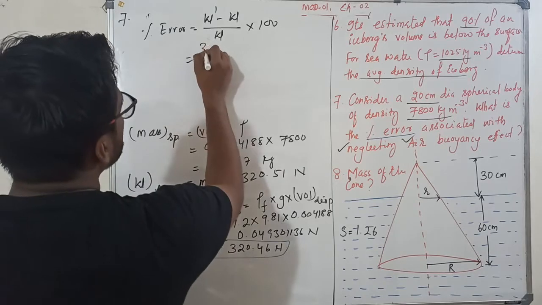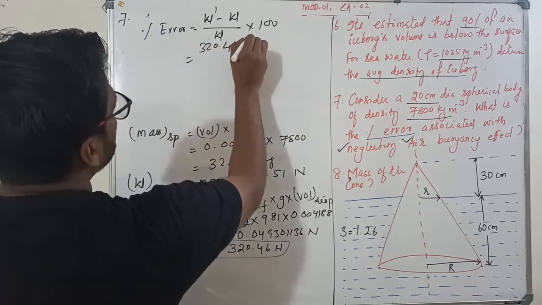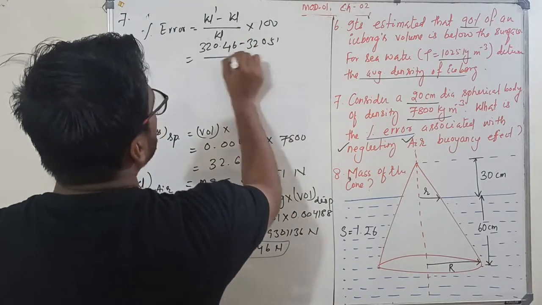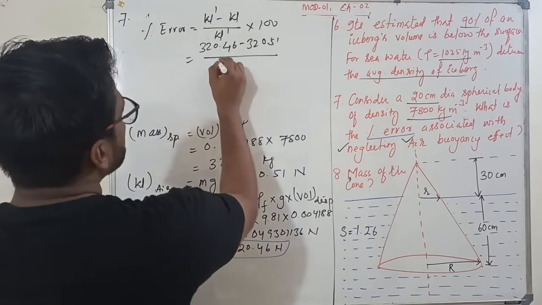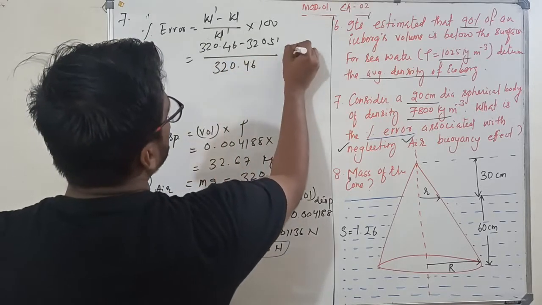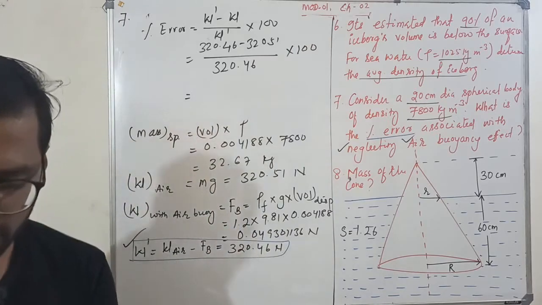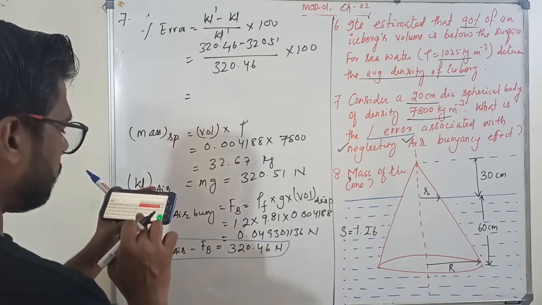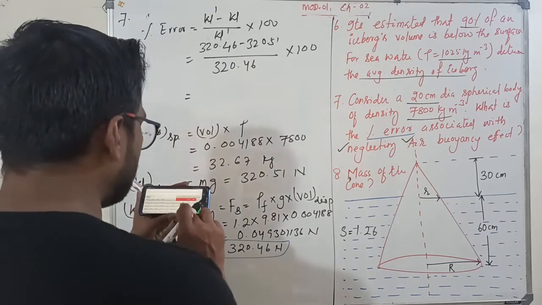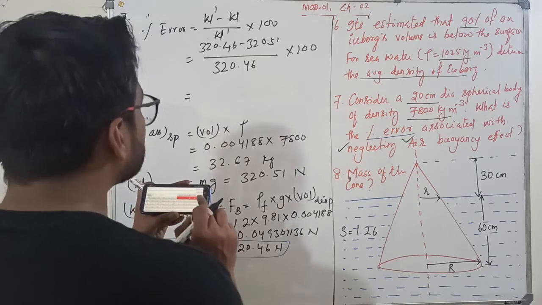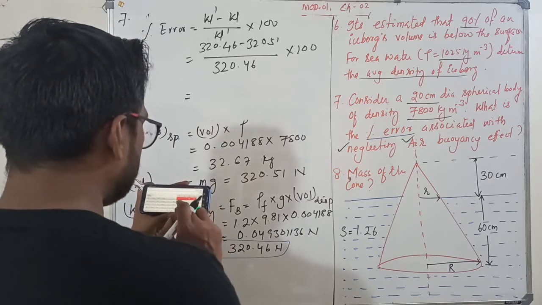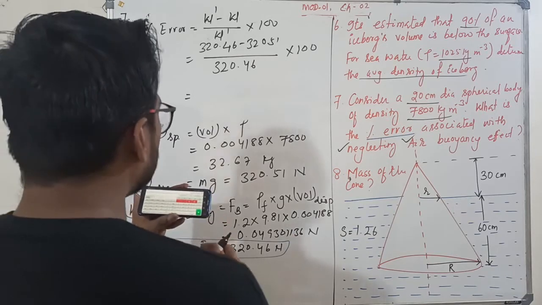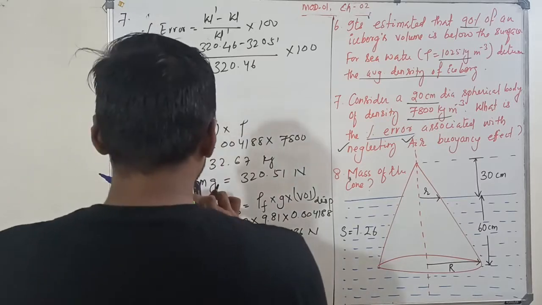So what is your W dash, sir? W dash is this much, 320.46, minus the weight, 320.51, divided by the original. Multiply by 100. How much answer are you getting? Fast. See, you have to use your virtual calculus. Again and again I am asking you to use virtual calculus only. In GATE, virtual calculus is very, very important. People struggle and write wrong answers all the time because they do not know how to use it.